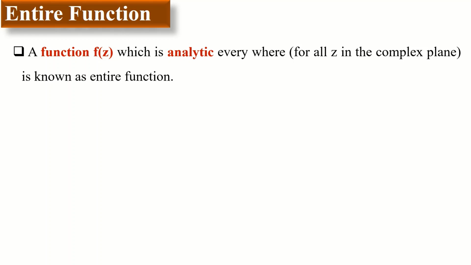If a function is analytic in the whole complex plane, then it is said to be an entire function. For example, the polynomial functions are entire functions. You know the polynomial functions are continuous and differentiable for each and every value. You can take f(z) equal to z square plus 2, like that.